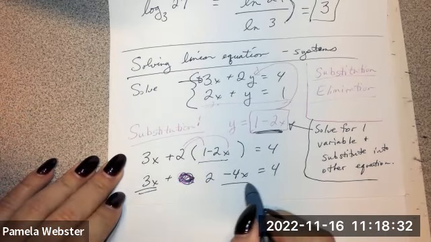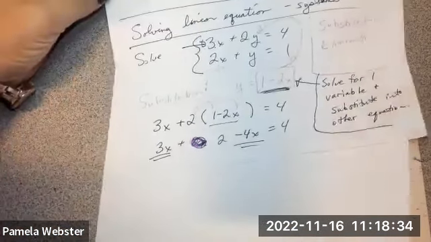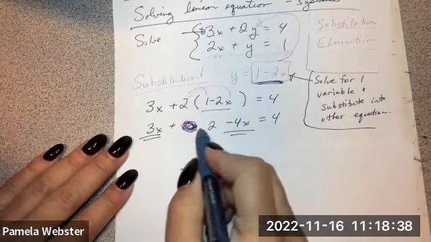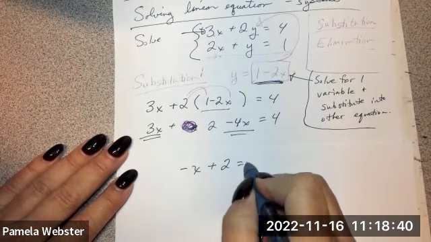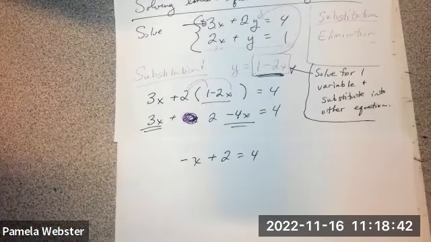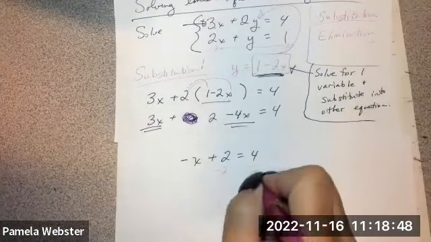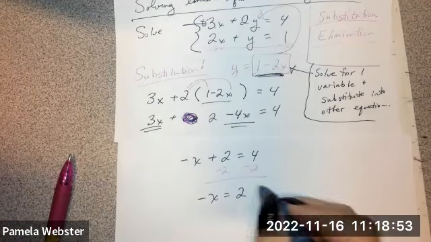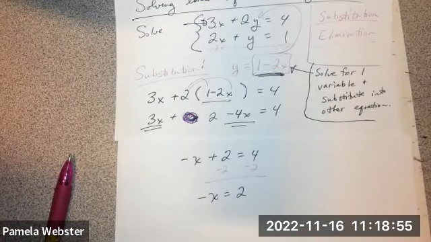I can combine like terms. 3x minus 4x is a negative 1x, plus the 2 equals the 4. And then we can solve because we can say, well, subtract 2 off of both sides. Negative x equals 2. And then solve for x completely.